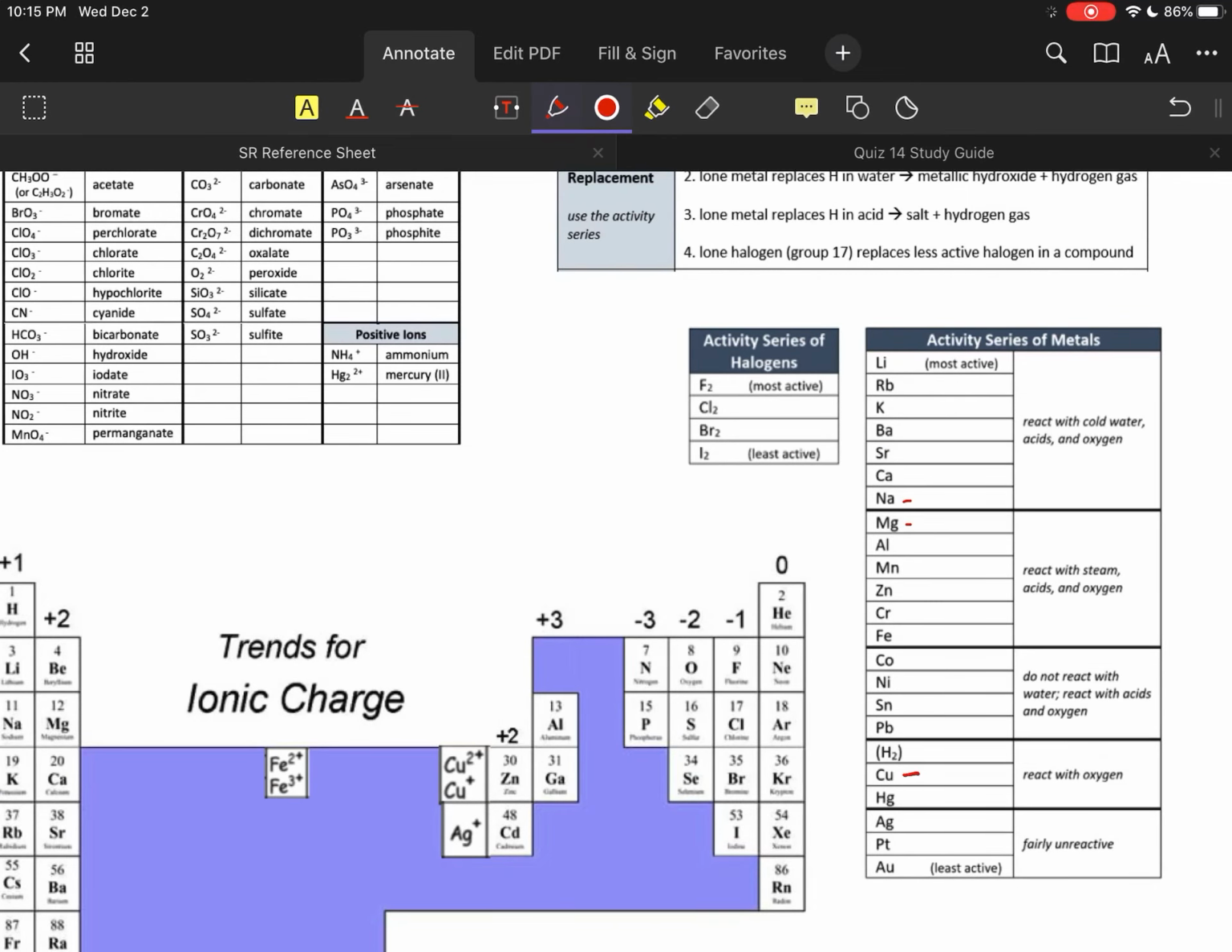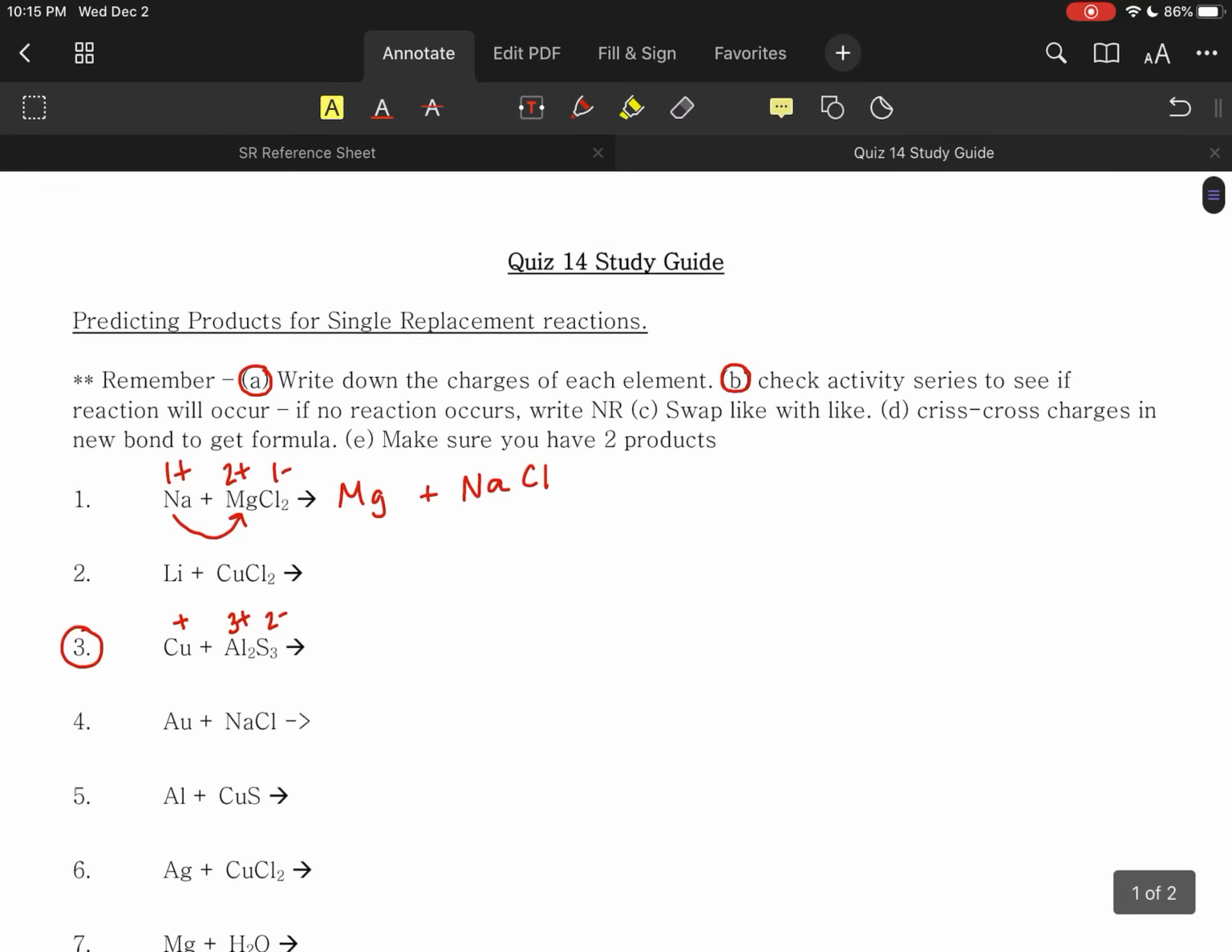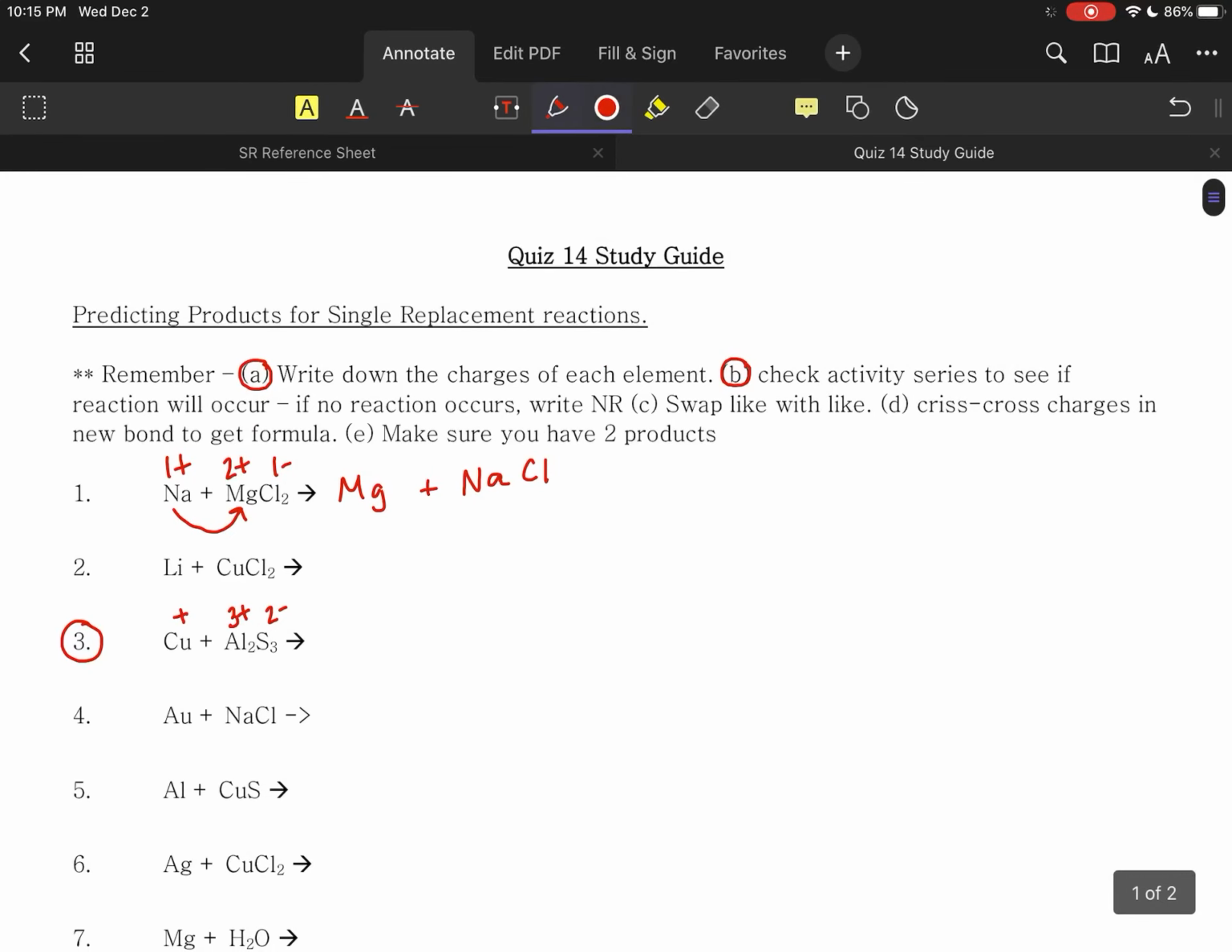Here's copper, and here is aluminum. So because copper is below aluminum, then I am going to write no reaction. Copper is less reactive than aluminum, which means that it is not going to replace aluminum in the reaction.